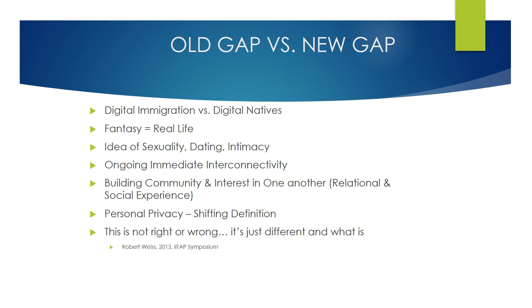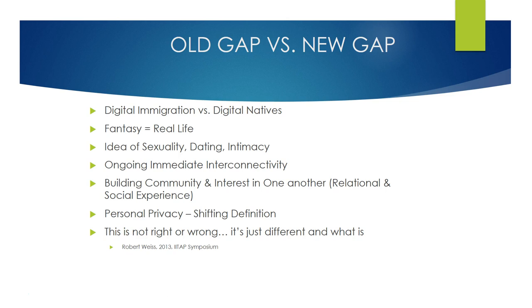And I don't want to be prejudiced around this stuff because I try to be open to it. But sometimes people say, oh, this younger generation is so much worse than us because of A, B, and C, and look at the technology and what it's doing. Robert Weiss talks about how it's not necessarily right or wrong, it's just different, right? That online behavior is really changing younger people's ideas of sexuality, dating, and intimacy.